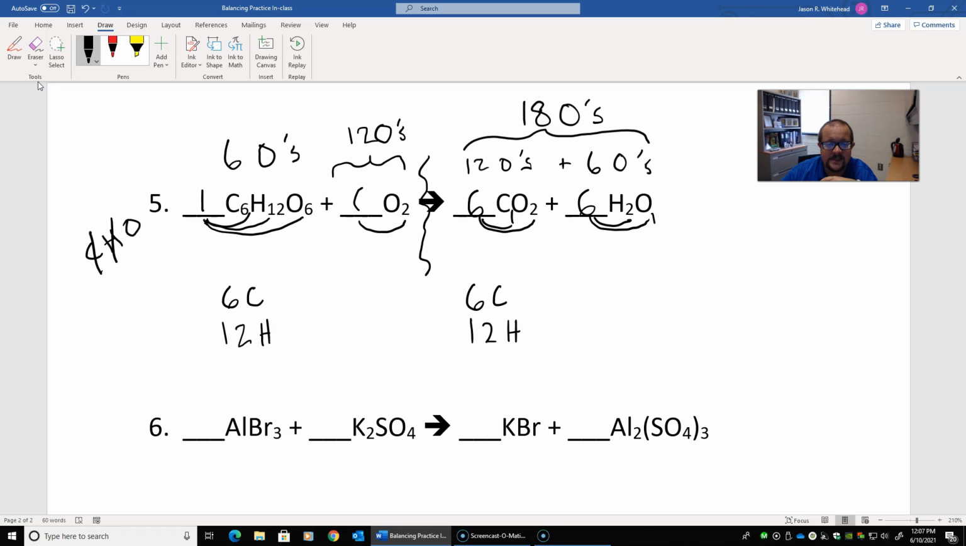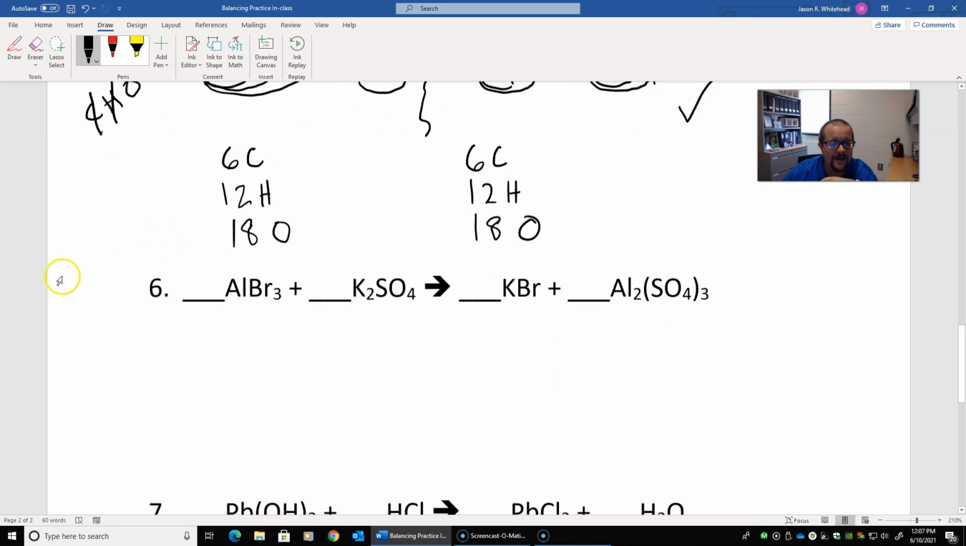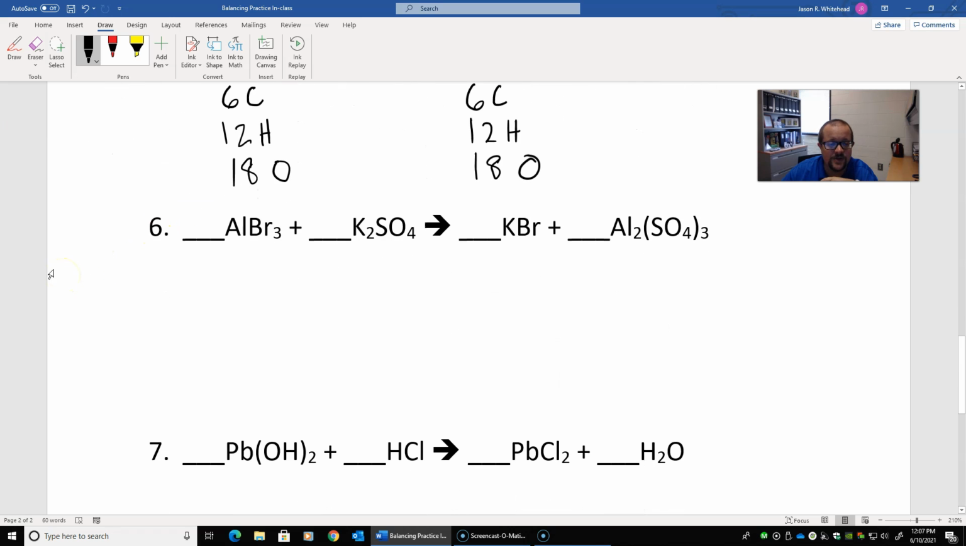So if I put 6 here, 6 times 2 gives me 12 oxygens, plus another 6 is going to give me the 18 oxygens that I need to balance the 18 that I had on the right-hand side. My coefficients are going to be 1, 6, 6, and 6. Can't reduce any further, whole numbers, lowest set, balanced. If you can balance 5, you can balance any combustion problem I give you. So next up, we've got problem 6.